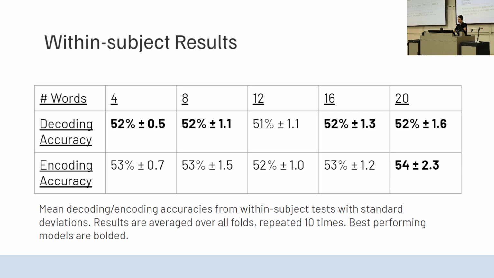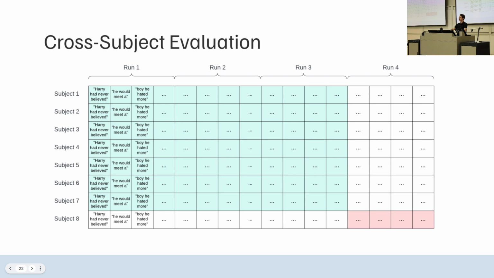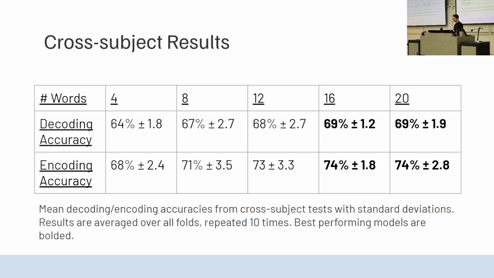So what we instead did was this cross-subject evaluation. In this setting, we would train one model on the data from 7 of the 8 subjects, using just runs 1 to 3 from each of those subjects. Then we would evaluate it on the left-out text from the left-out subject. So it was both brand new text and brand new fMRI data that the model hadn't seen before. In this case, we found that the model actually seemed to work. We got about 69% decoding accuracy and about 74% encoding accuracy in the best case.